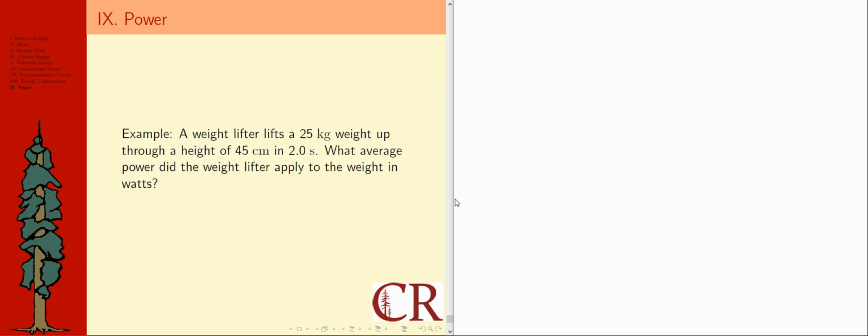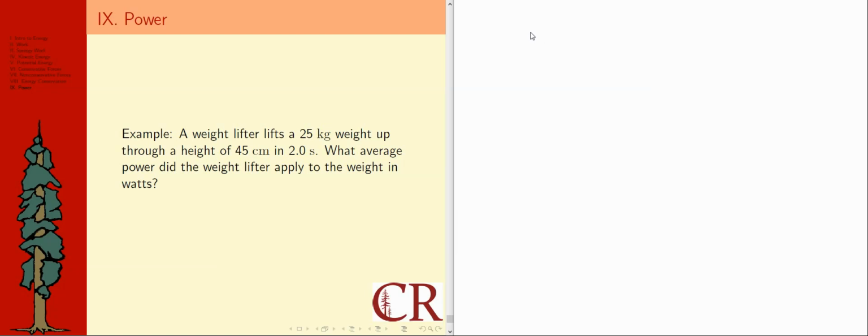A weightlifter lifts a 25 kilogram weight up through a height of 45 centimeters in 2 seconds. What average power did the weightlifter apply to the weight in watts? And it says average power there, but why average?